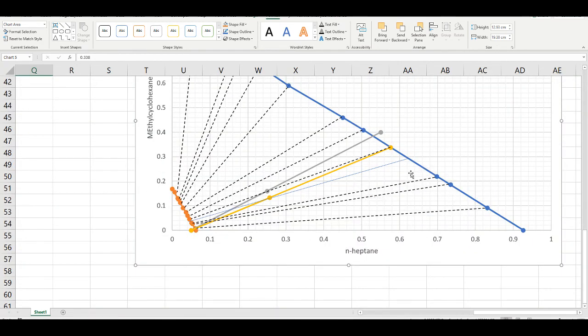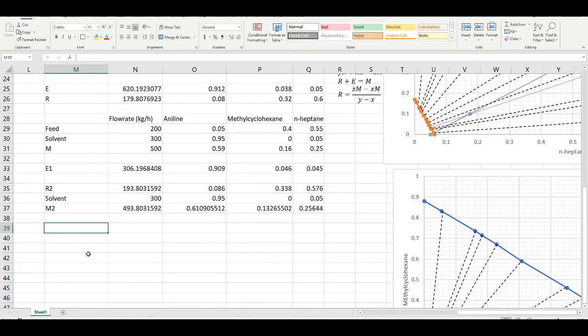Okay, so now I've drawn the equilibrium line, and I simply have to take the compositions and plug them in. So here, it looks like the N-heptane composition is about 62%, and the methylcyclohexane percentage about 29%. Over here, it's a bit harder to tell. I would say it's about 3.7% methylcyclohexane and about 4.4% N-heptane. Right, E2 and R2 for the second extract and raffinate streams.